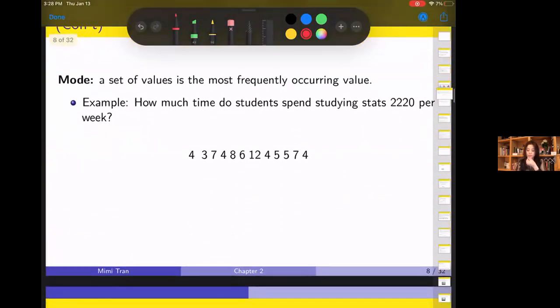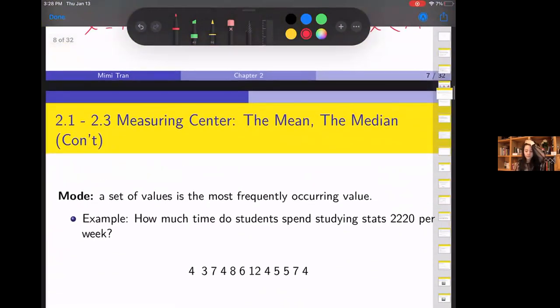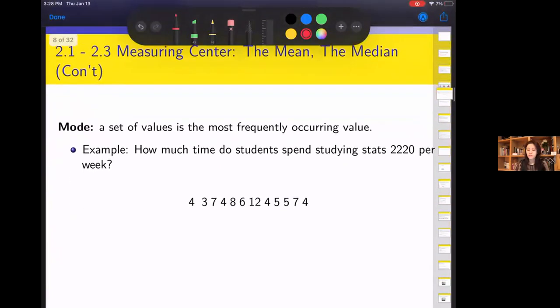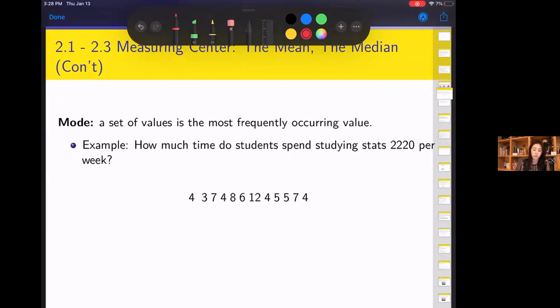All right, now, one more measure of data is mode, which, if you ask me, is not important, but I'll tell you so that at least when you see it in homework, you know what it is.